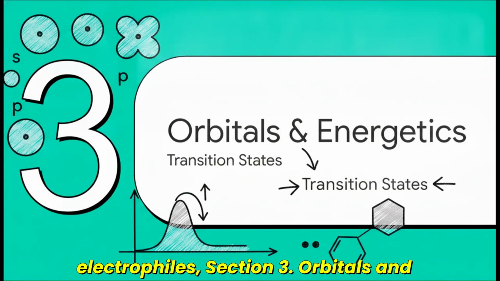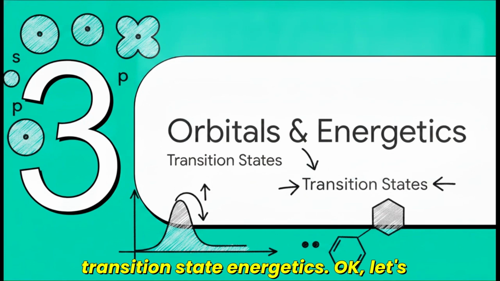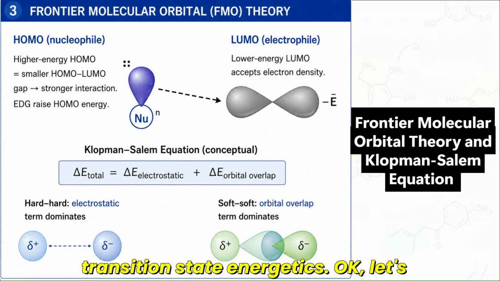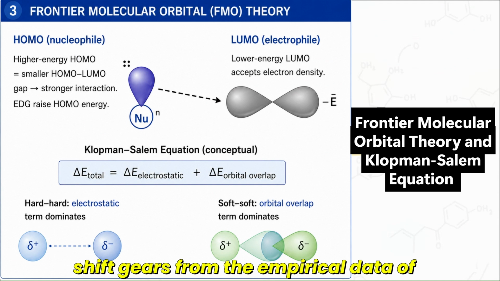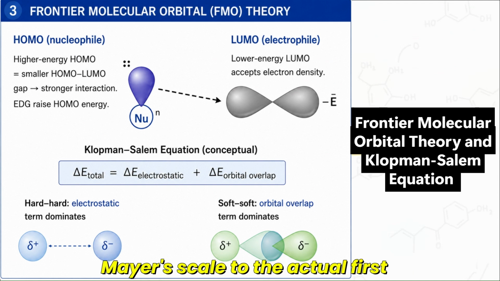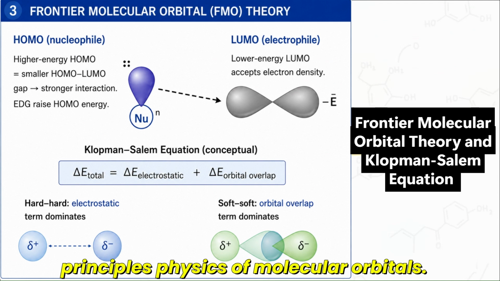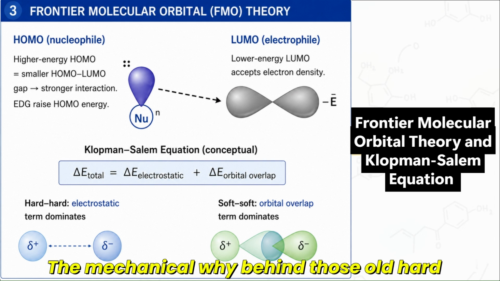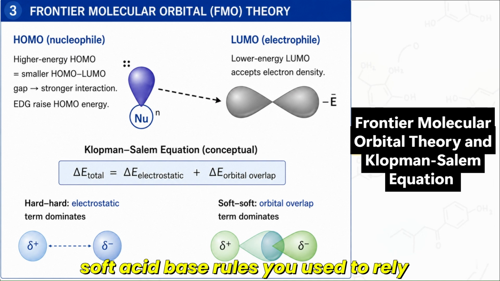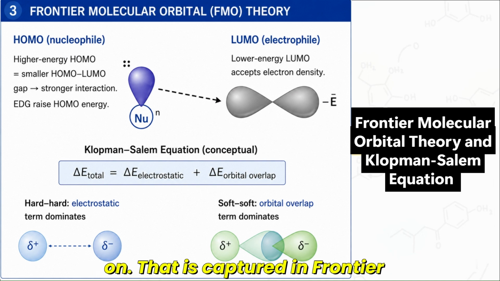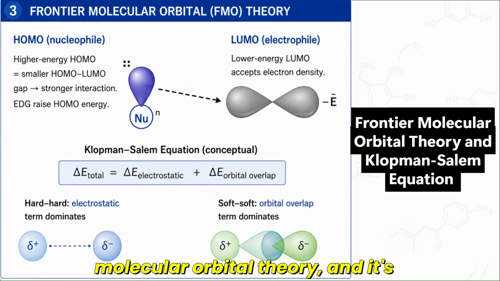Section 3, Orbitals and Transition State Energetics. Okay, let's shift gears from the empirical data of Mayr's scale to the actual first principles physics of molecular orbitals. The mechanical why behind those old hard, soft, acid-base rules you used to rely on. That is captured in frontier molecular orbital theory, and it's formalized by the Klopman-Salem equation.